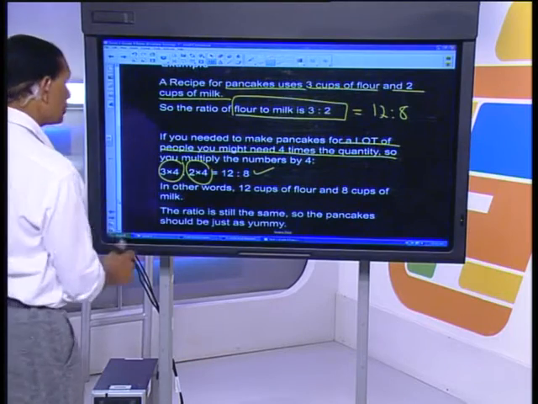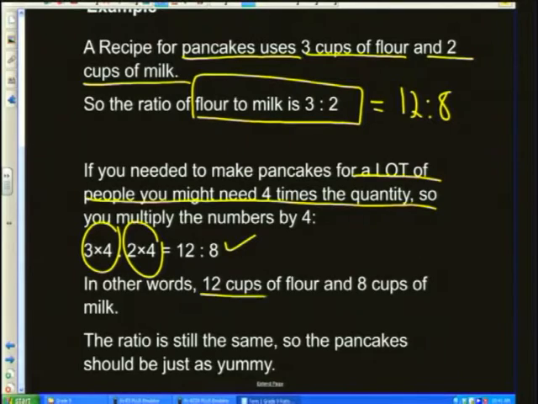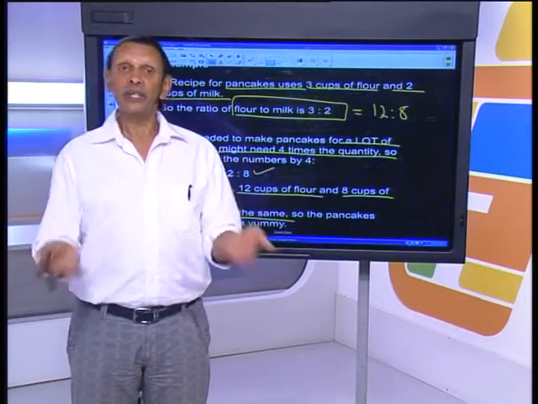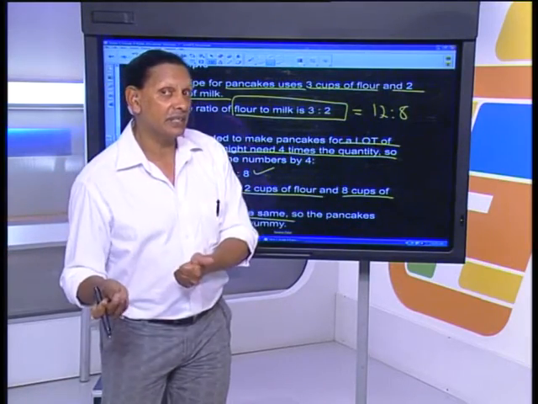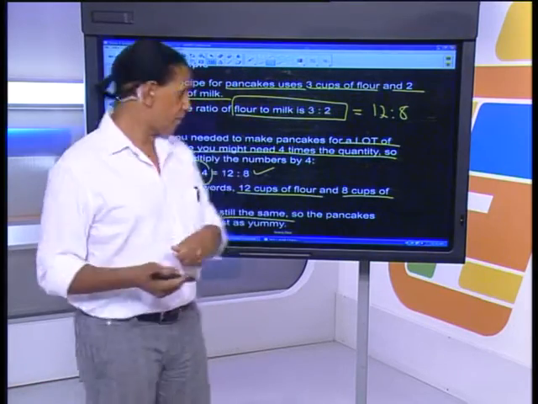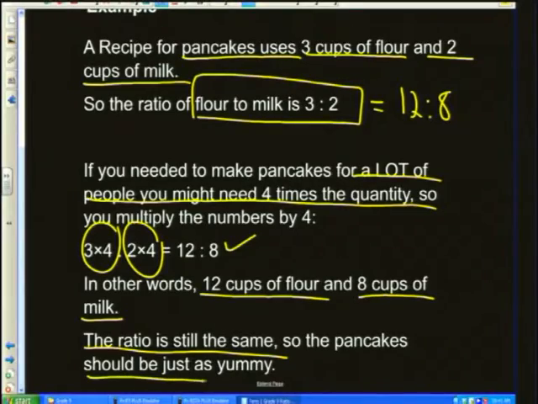So that's how we're going to do it. So it's not so difficult. So in other words, now we need 12 cups of flour and 8 cups of milk, because that's how we increase it proportionally. So the ratio is still the same. It didn't change, guys. In other words, all of a sudden, there's not more milk than flour or more flour than milk. The ratio is still the same. So the pancakes should still be a winner, isn't it? It should still taste the same. I didn't change, and it should still be yummy, isn't it? All right.